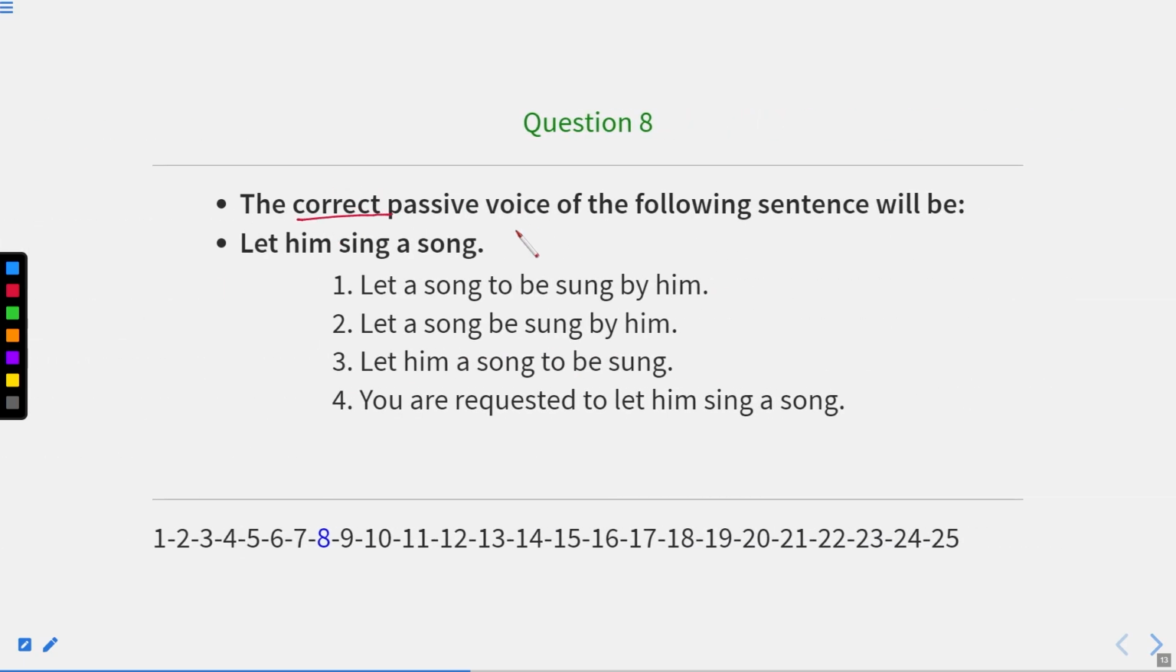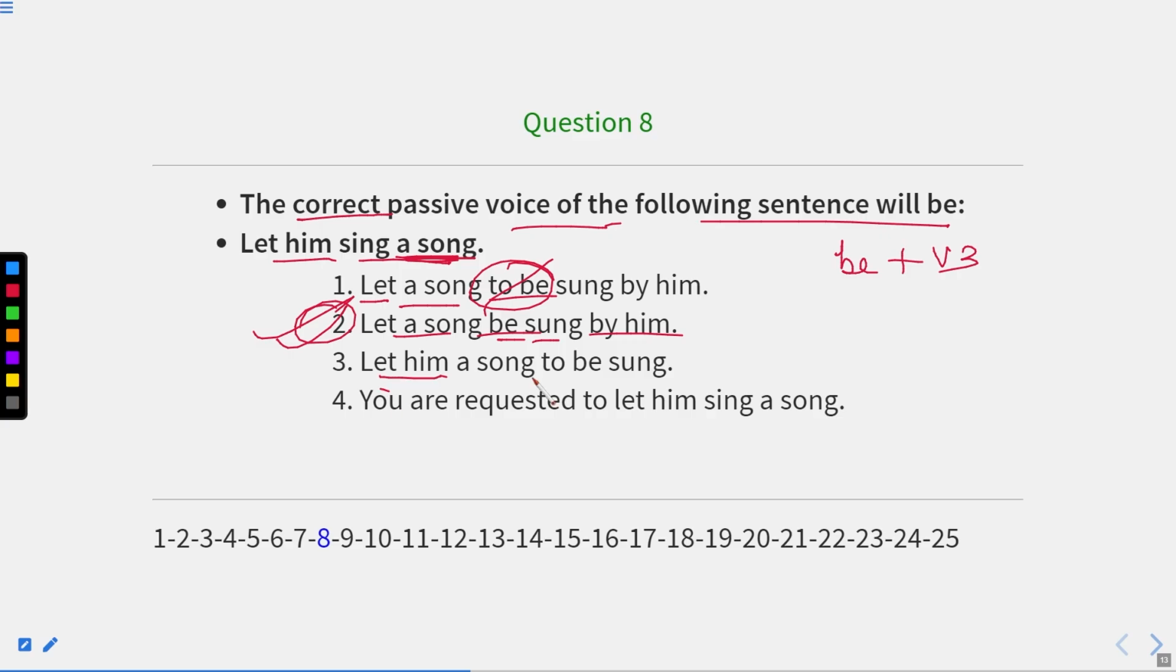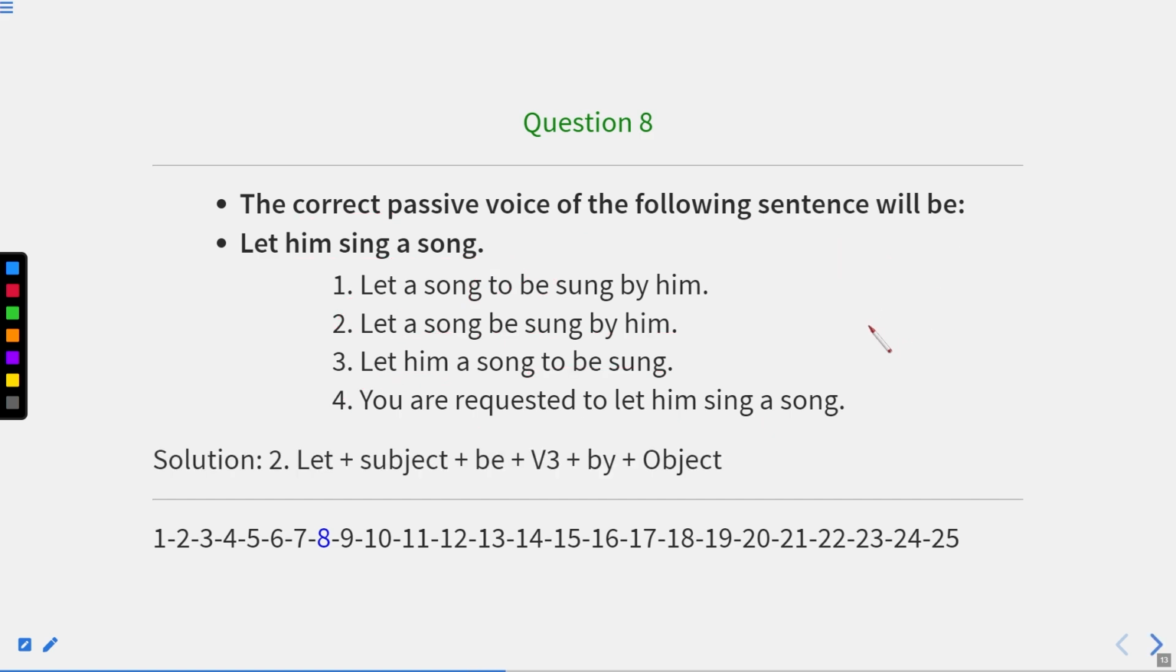Now, eighth question: the correct passive voice of the following sentence will be, let him sing a song. So this is the active sentence, and to make it passive, the object is a song. So let will remain: let a song. Now we need the be form and then the verb third form. So let a song to be, no, we do not want the to be structure. Let a song be sung by him. Yes, be sung, verb third form. This is the required answer. Let him a song to be sung? No, you are requested to let him. So second will be the correct answer. Let plus subject plus be plus verb third form plus by plus object.